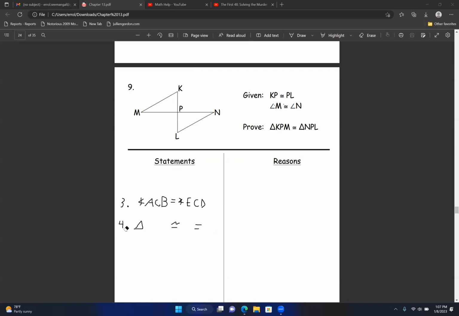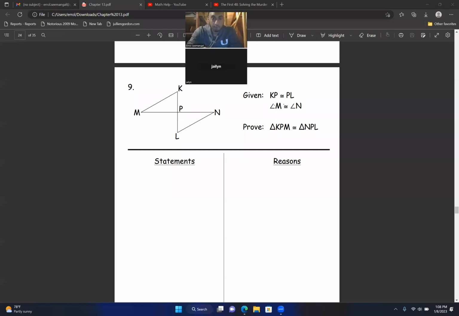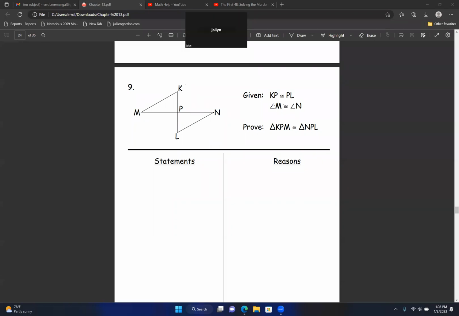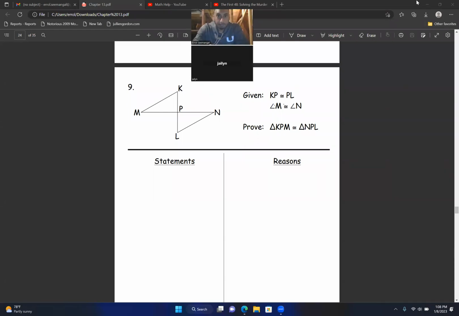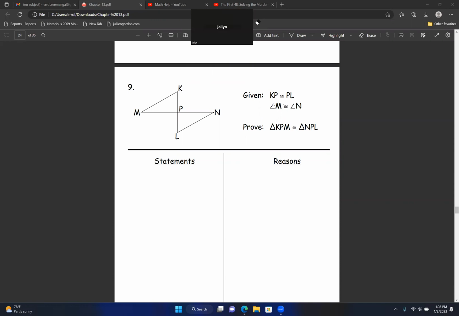Okay, do you see the box where your name is? Do you see where it says Jalen? No. You don't see where it says Jalen? No. Okay. Do you see the Zoom window? Yeah. You don't see where it says Jalen? No. Okay.